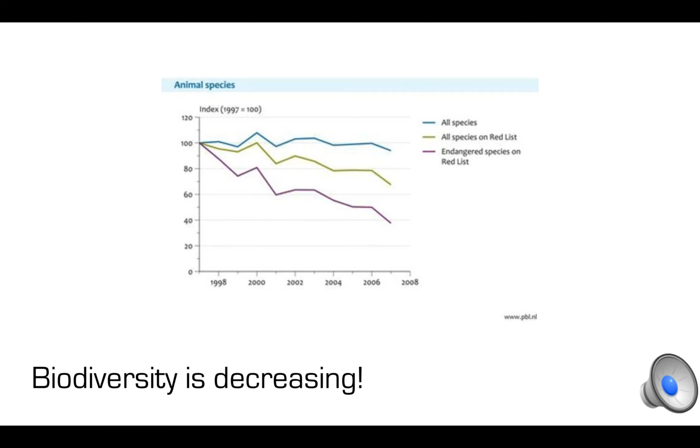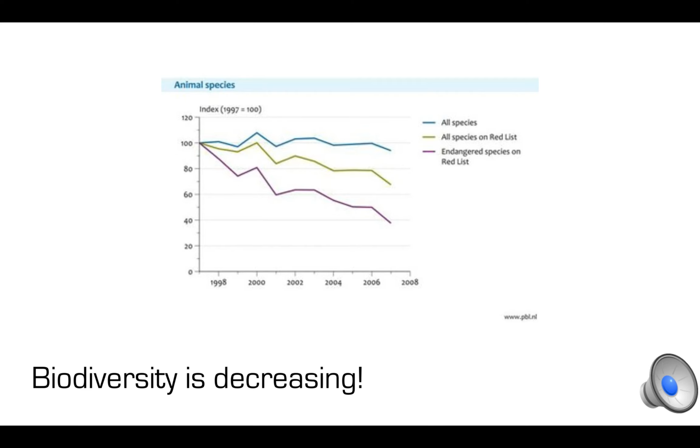And you can see that across the board since 1997, pretty much everything has decreased. And the data only goes until 2007. So you can just imagine how much more of a decrease we will likely see if we spread that out to 2017. The biggest gap, the biggest issue, is with already endangered species on the red list. The all species and all species on the red list lines are a little bit more constant, but as you can see, there is a universal decrease happening.